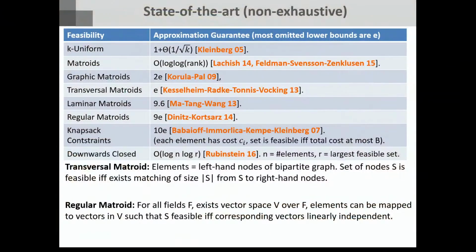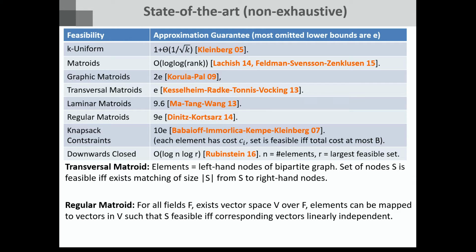Okay, so I'll just define some terms for you. These terms actually aren't going to be used later in the talk, but I figured I should say something while this slide is up, and these are useful terms to know. A transversal matroid is one type of feasibility constraint where the elements are left-hand nodes of a bipartite graph, and a set of nodes is feasible if and only if it's possible to match every node in this set to a distinct right-hand node. So it's not quite bipartite matching, but it's basically one side of a bipartite matching, and it happens to form a matroid.